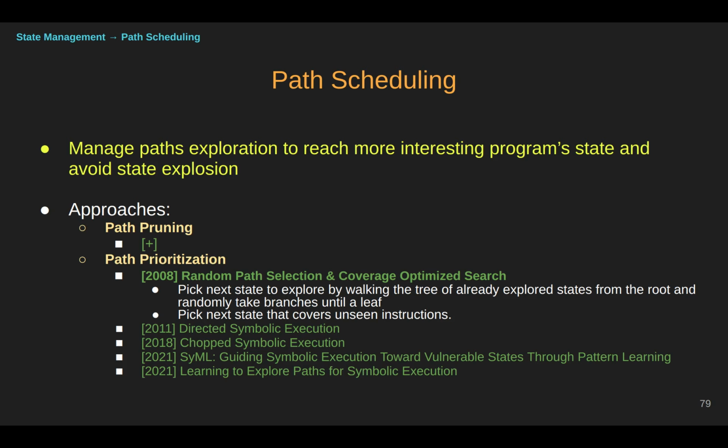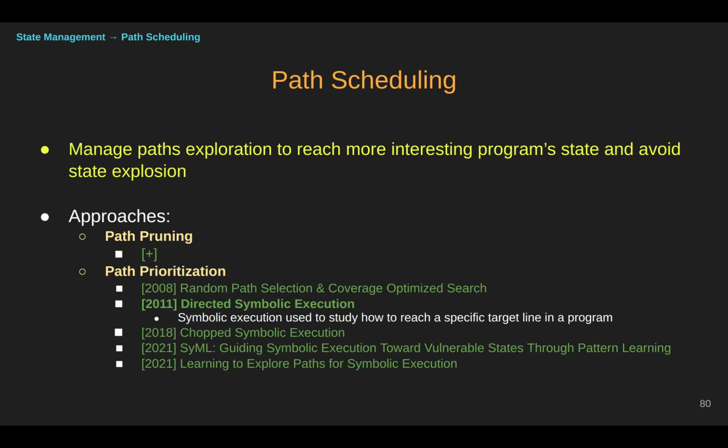All right, and then that was for path pruning. And for path prioritization, a few works have been done on that. This one picks the next state to explore by walking the tree of already explored states from the root and randomly taking branches. It's just some strategy to explore the state graph, and you try to pick the state that covers unseen instructions.